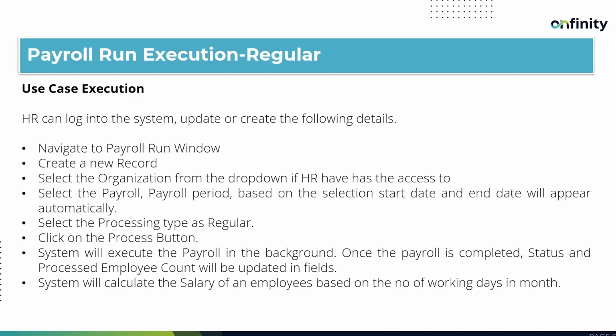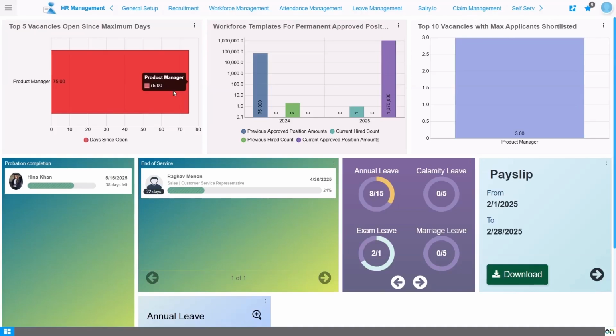Once the payroll processing is completed, the status of the payroll run and the count of employees processed will be updated in the header fields of the payroll run record. As part of this process, the system will calculate the salary of each employee, taking into account the number of working days in that particular month. So, let's start with the prorated salary scenario during a regular payroll run.